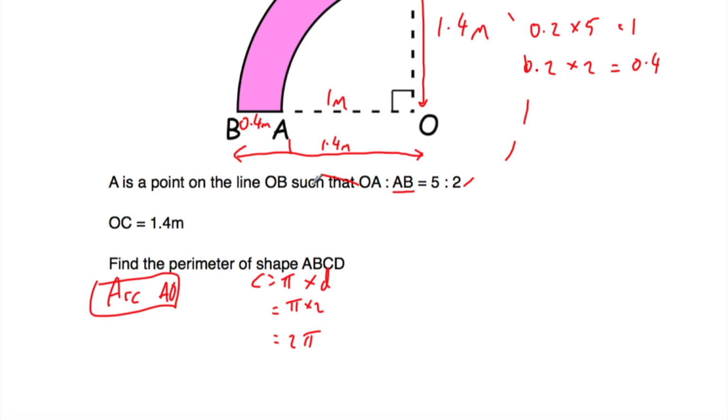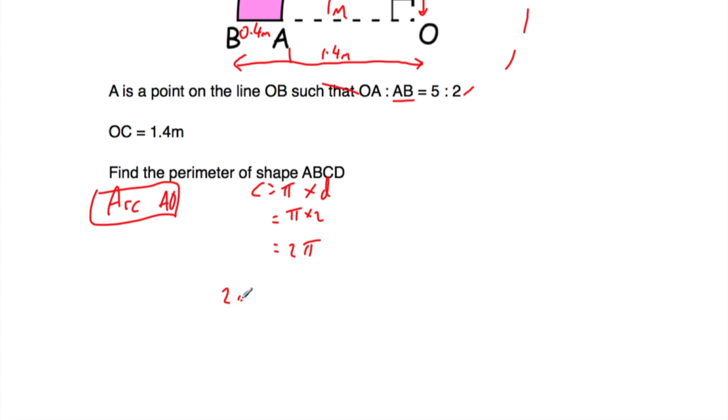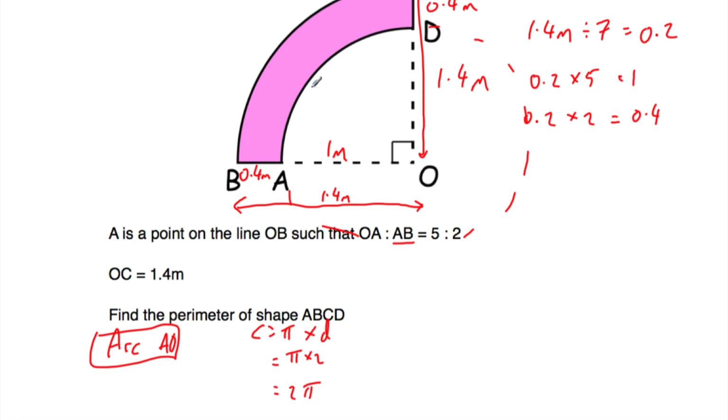And then we want to divide that by 4 because it's a quarter circle. That's a whole circle, 2 pi, and we're going to divide that by 4 to get the length of that arc. So we'll do 2 pi divided by 4, and that would be equal to 0.5 pi. And you could work as a decimal if you want to, but I'm just going to leave it in terms of pi. So in terms of the arc AD, that's got a length of 0.5 pi, or half pi.